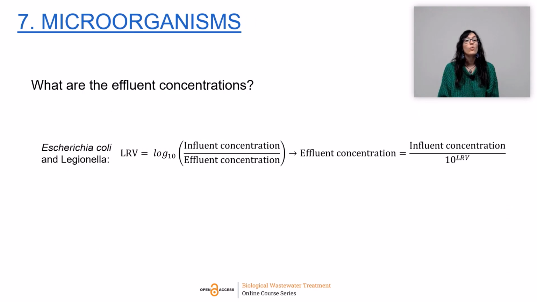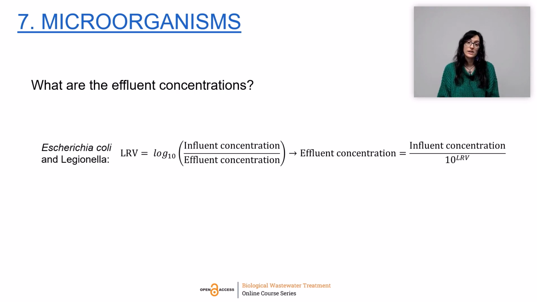If we want to know in which situations the water could be reused, we first need to calculate the effluent concentrations of the different microorganisms. And to do that, like for the metals, we have to estimate the effluent concentrations by taking into account the removal efficiencies, which are also provided in the exercise. And to do this, we have 2 different ways to calculate the effluent concentrations, and they depend on how the removal efficiencies are expressed.